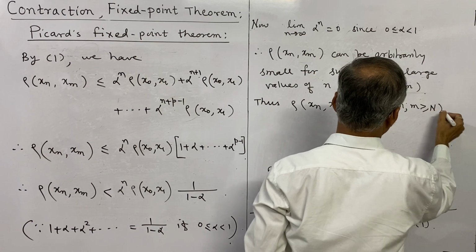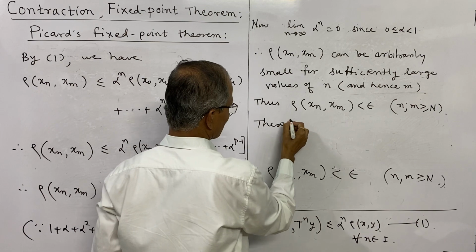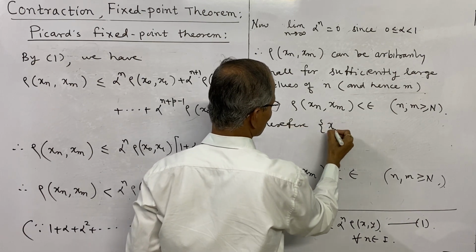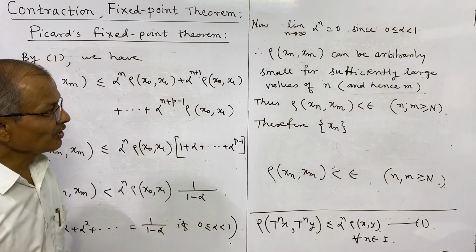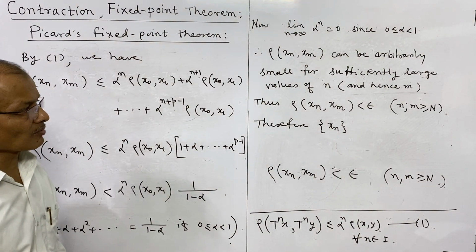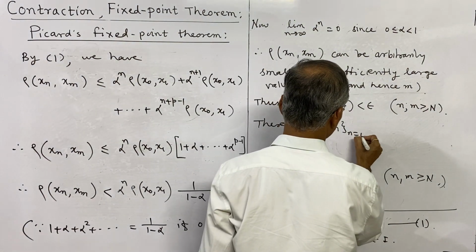For n, m greater than or equal to a certain number, this shows that xn is a Cauchy sequence. This is the condition or definition of a Cauchy sequence: the distance between the nth and mth terms is smaller and smaller, or can be made smaller, and therefore the sequence is Cauchy.